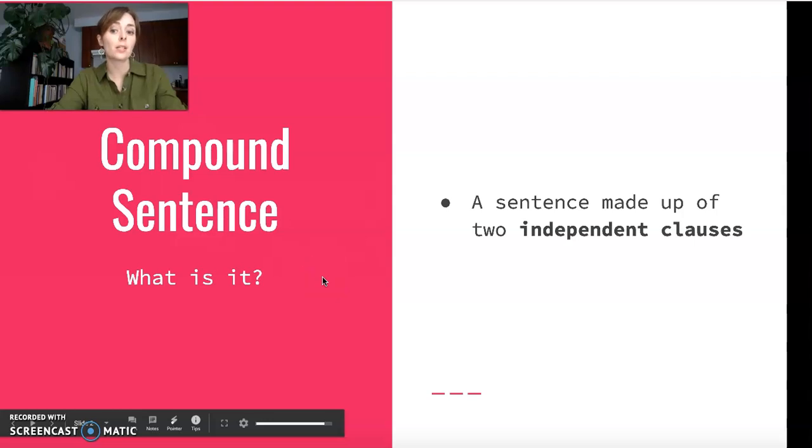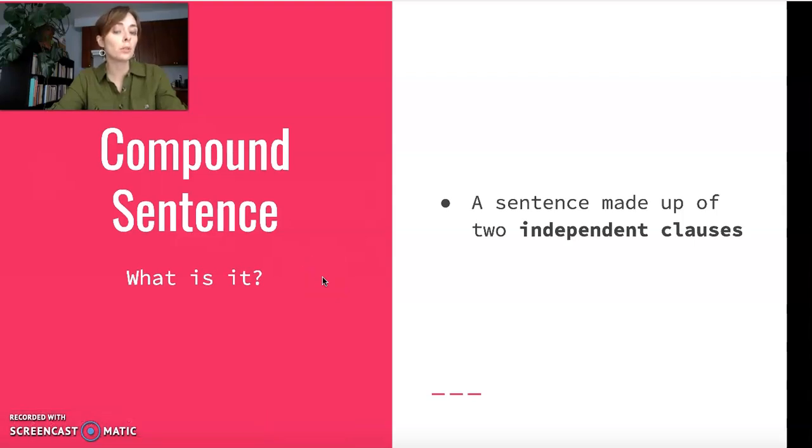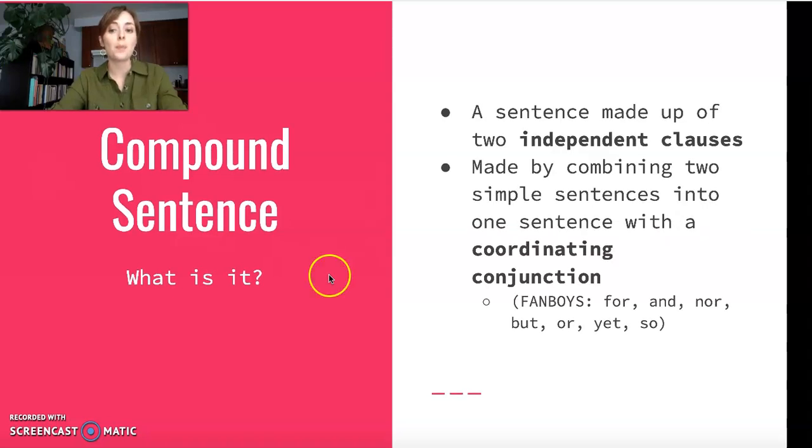A compound sentence is made up of two independent clauses. We'll talk more about what an independent clause is in a minute. And it is made by combining two simple sentences into one sentence with a coordinating conjunction.